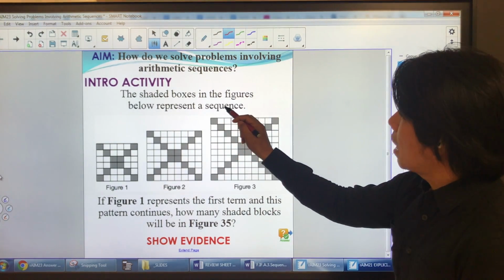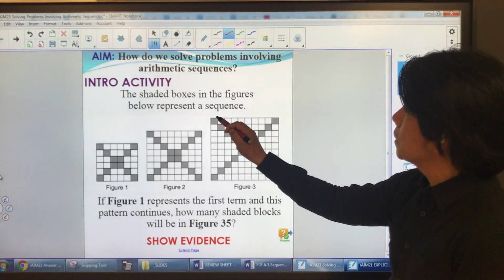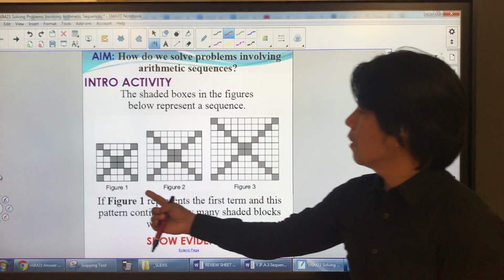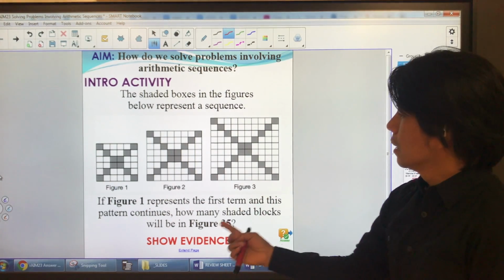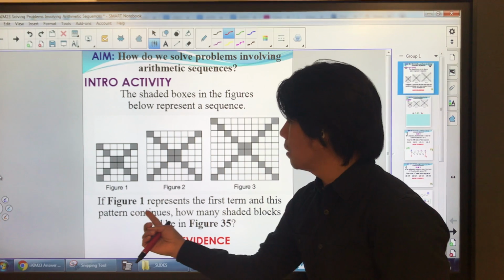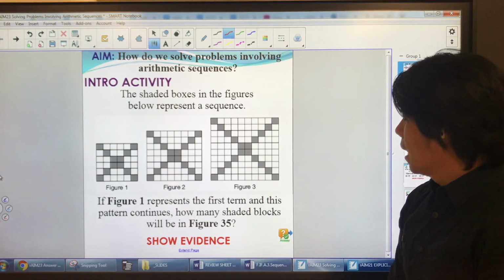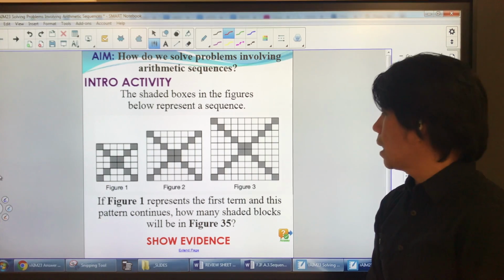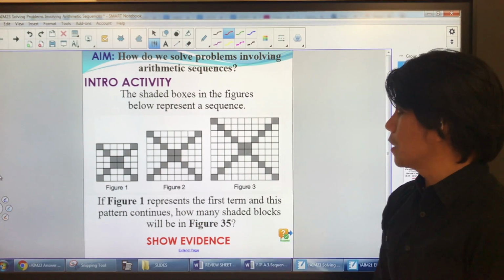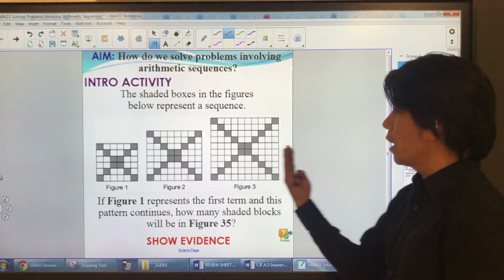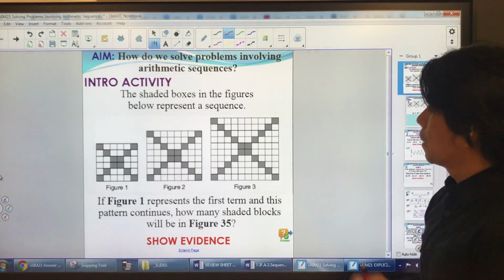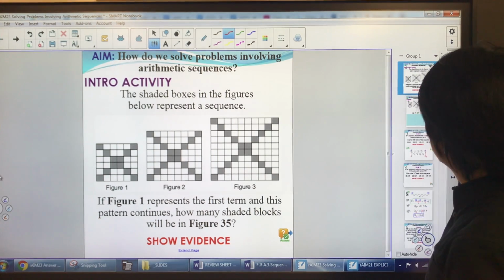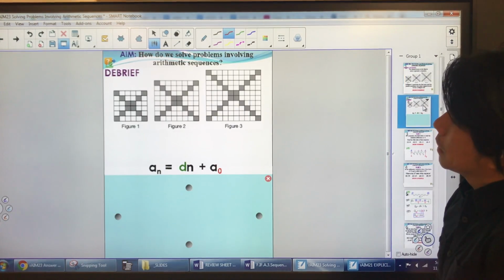It says the shaded boxes in the figures below represent a sequence. So you have figure 1, 2, and 3. It says here, if figure 1 represents the first term and this pattern continues, how many shaded blocks will be in figure 35? So it's way past figure 3 and we need to show evidence. Let's go over this.